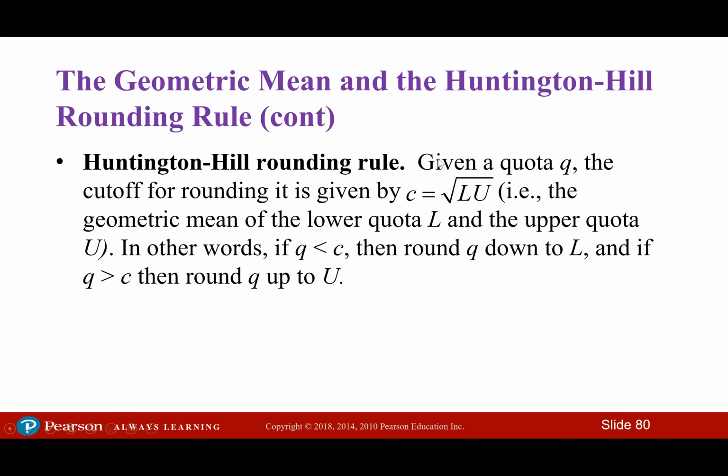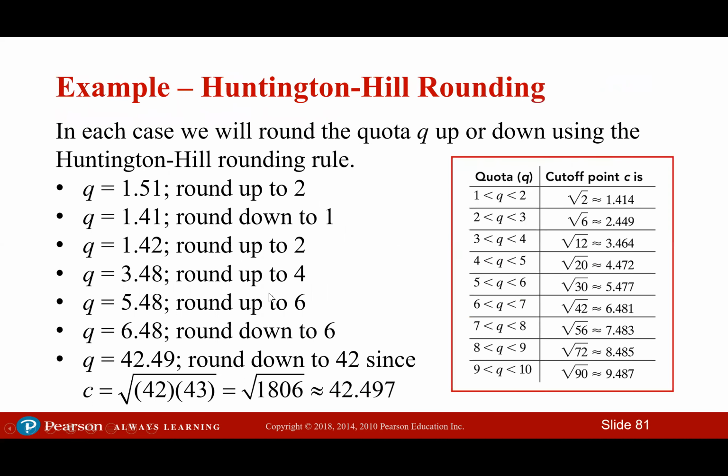So what do you do? Given a quota Q, the cutoff for rounding would be given like this: C equals the square root of L times U, where L is the lower limit and U is the upper limit, and we take the square root after we multiply them together. All right, let's see how this works here. In each case, we round the quota Q up or down based upon the Huntington-Hill rule.